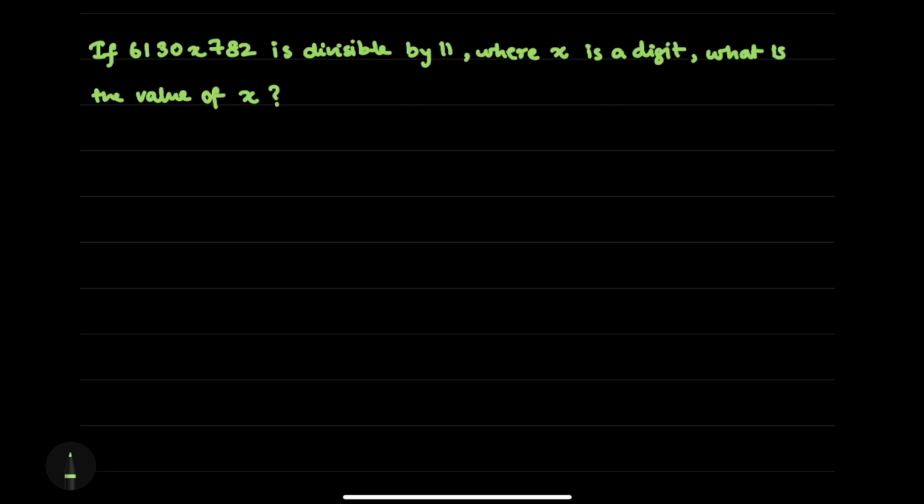So in this question, we need to understand the divisibility of 11 for this number, where there's a digit named x. And we need to find the value of this digit so that this divisibility remains intact. So let's think about what is the divisibility test for 11. For that, the difference of the sum of digits at the odd places and the sum of digits at the even places is either 0 or divisible by 11. So let's write this number out.